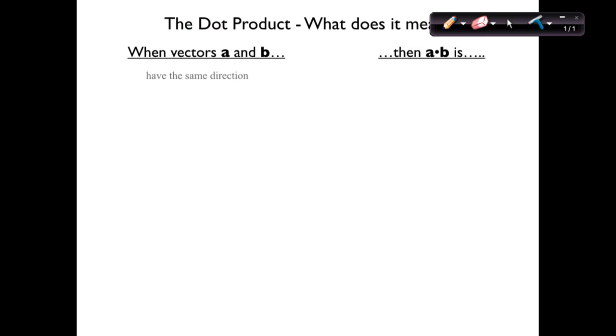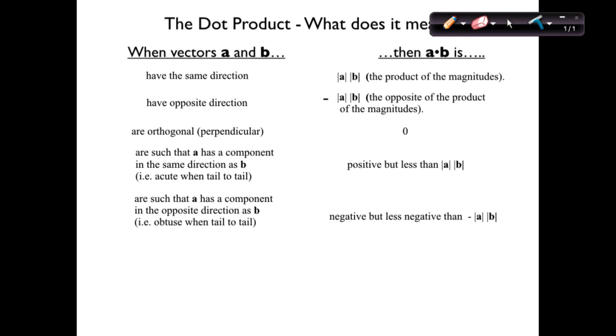That we had from last time. If A and B have the same direction, you get the product of the magnitudes. Opposite direction, the opposite of the product of the magnitudes. And if A has a component in the same direction as B, you get a positive value, but less than that, according to how much of this one is in the direction of this one. And then negative, opposite. Okay?